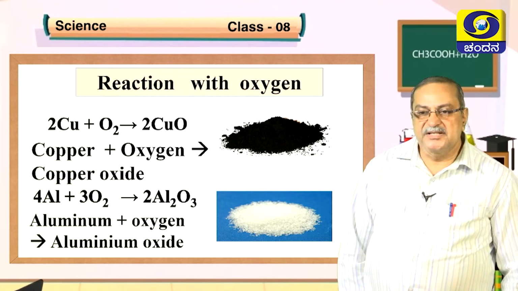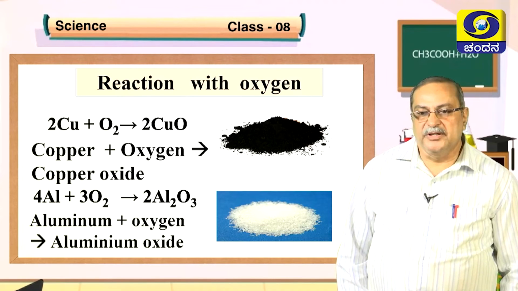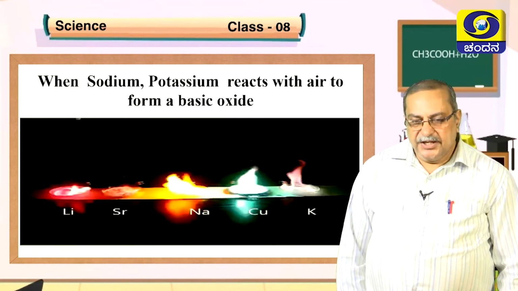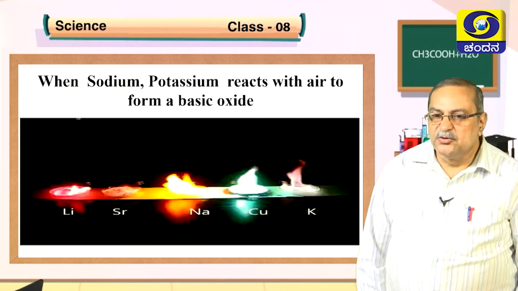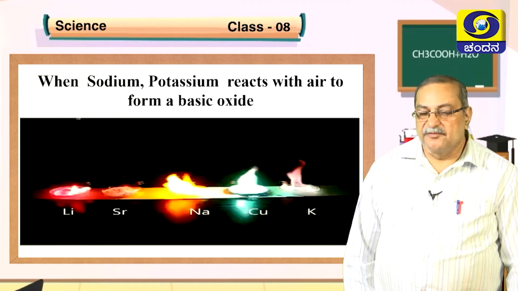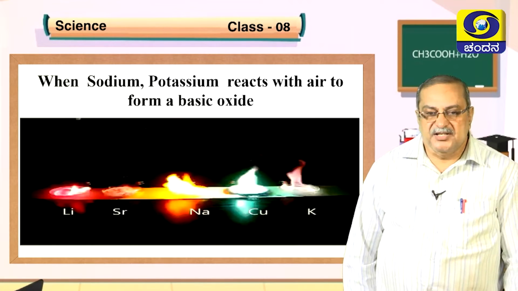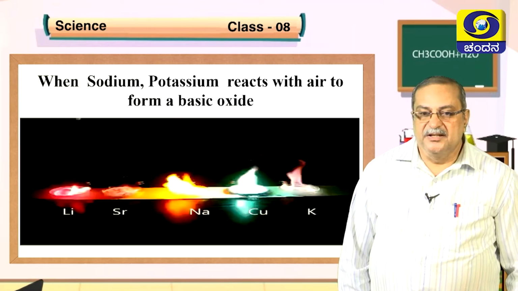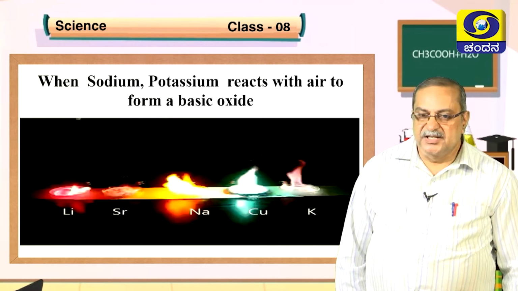Sometimes a crystalline powder is going to be formed. When we heat some of the metals, they will burn with their respective colors. The flame will have different colors. Look at this one. Lithium, it is a metal. It gives a reddish color.